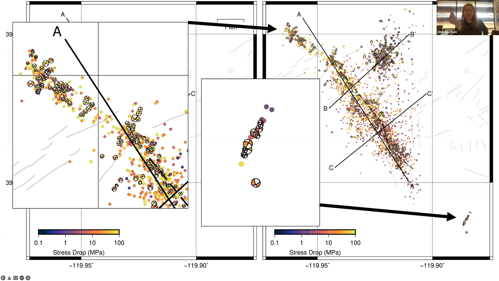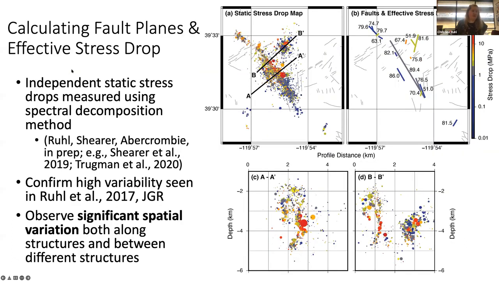I have 1,000 focal mechanisms and I have stress drops for most of them. So I could hopefully prove it to you statistically, but preliminarily, I think that we can say that the stress drop variation is not related to the fault orientation in any simple way. And so this, again, sorry, my color scale changed.